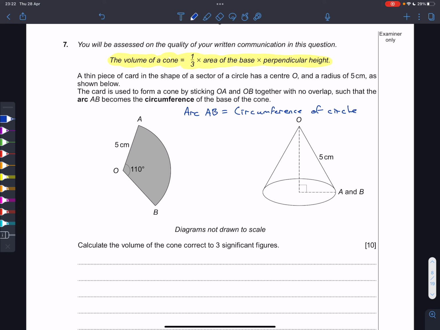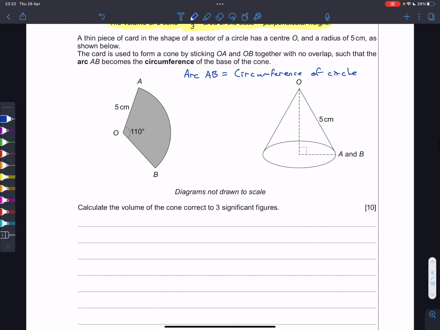Now, if we are going to find the volume of the cone, we need the perpendicular height, which we don't have, and we need the area of the base. The area of the base should be pi r squared, so we need the radius, which we don't have. There's nothing in this shape at the moment that we can use, so we're going to have to start on here. The thing I'm going to start with is what they have suggested, which is the arc length AB.